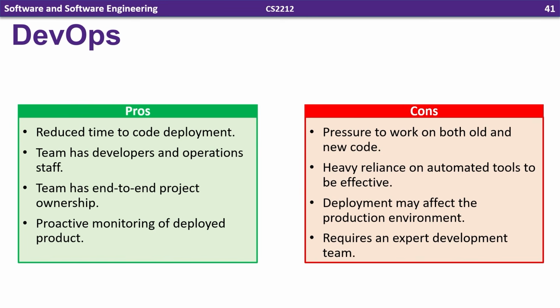So the cons are there's pressure to work on both old and new code, heavy reliance on automated tools to be effective, and deployment may affect the production environment. That's a big one. You push the new code and there's something wrong with it, then the system's going to go down for everyone. And it requires an expert development team, which is a common thing we see with most of these agile methods.